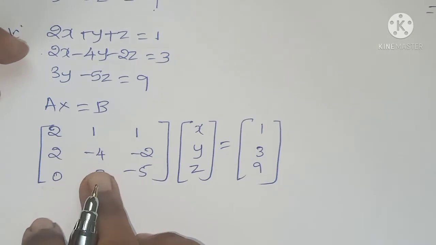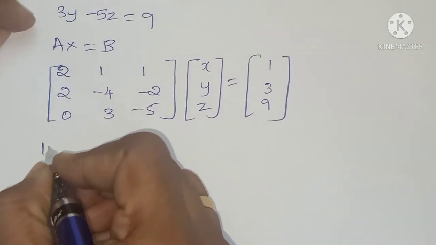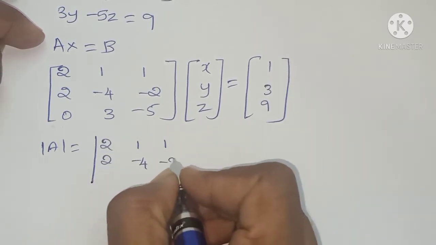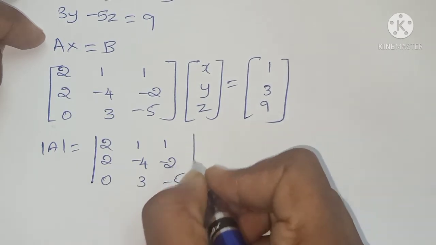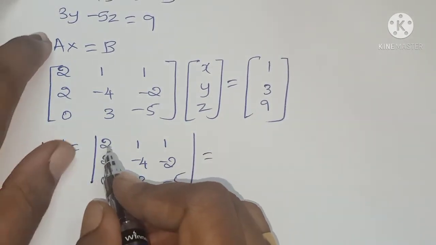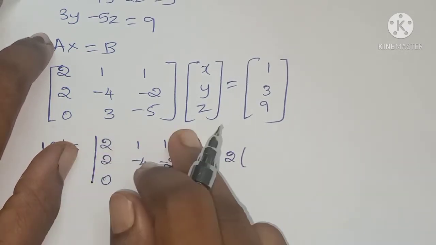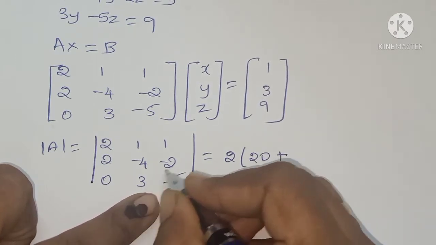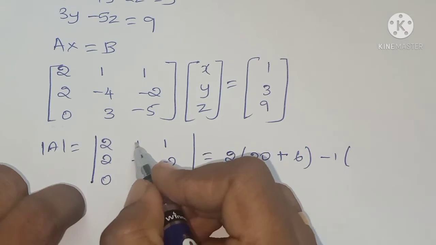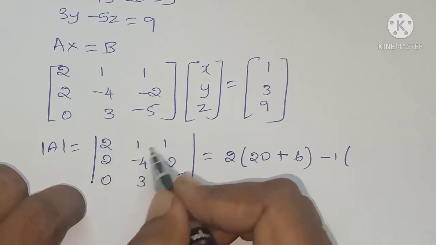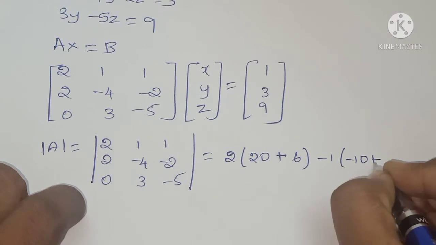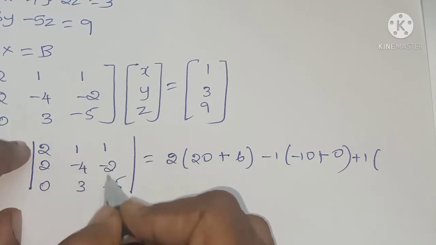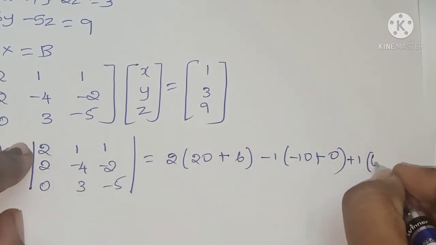The next thing is we have to find the determinant of A. So determinant of A is equal to determinant of 2, 1, 1, 2, minus 4, minus 2, 0, 3, minus 5. While expanding we get 2 into, when I hide the first row and first column, we get 20 plus 3 2s are 6. Next minus 1 into, when I hide the second column and first row, we get minus 10 plus 0. The next one is plus 1 into, when I hide the first row and third column, we get 2 3s are 6 minus 0.